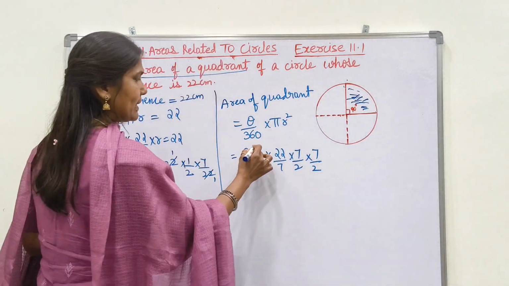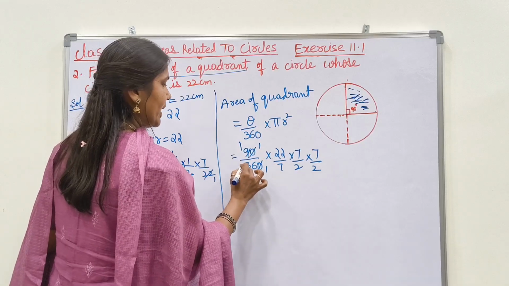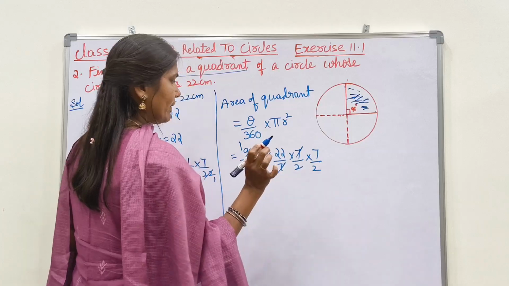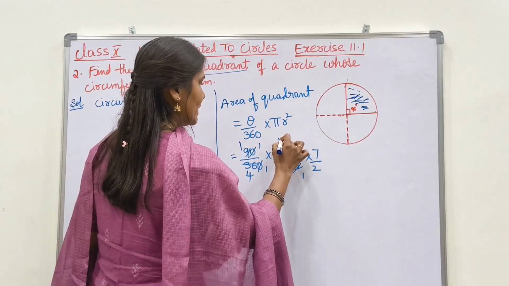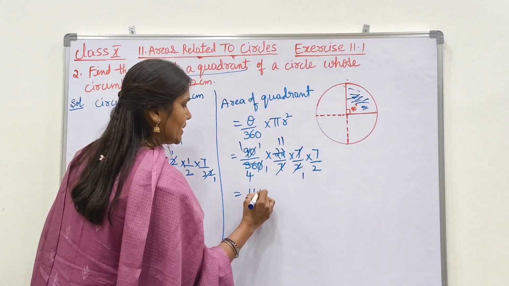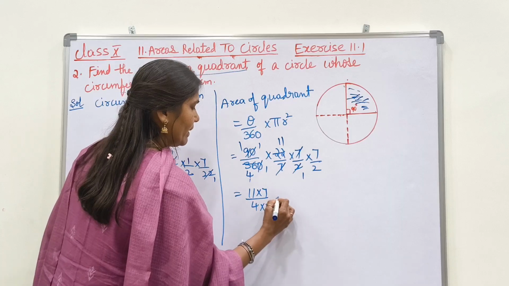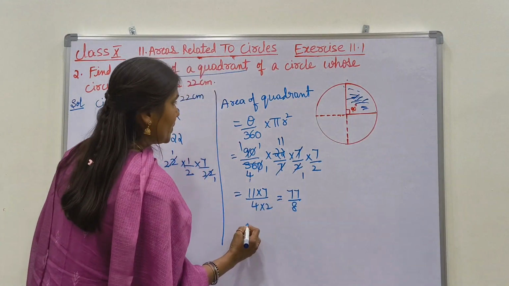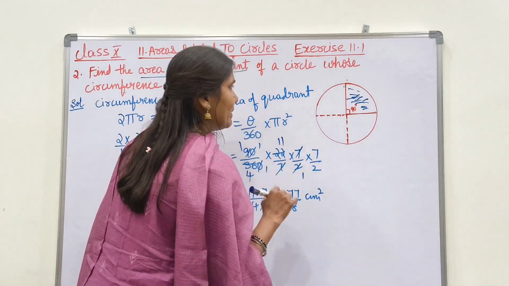Now cancel chances: 0, 0 cancel. Next, 9 ones are 9, 9 fours are 36. Next, see this, 7 cancel. Again what remains? 2 ones are 2, 2 elevens are 22. Then 11 into 7 remains on top, and 4 into 2 remains at the bottom. What is the answer? 11 sevens are 77 by 8. So the area of the quadrant is 77 by 8 centimeter square.